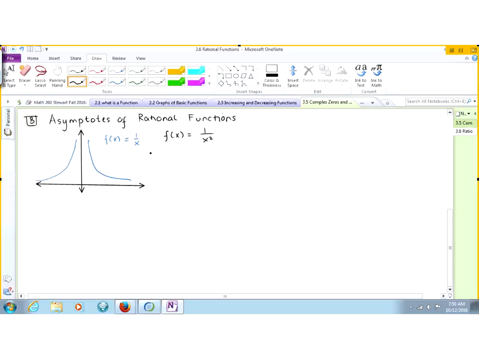Can you tell me for this graph, what is the horizontal asymptote? Which line is the horizontal asymptote? X-axis, which is what? 0? 0 is a number. Y equals 0. Yes, y equals 0. And then it also has a vertical asymptote. The vertical asymptote is the y-axis, and the equation of the y-axis is x equals 0.